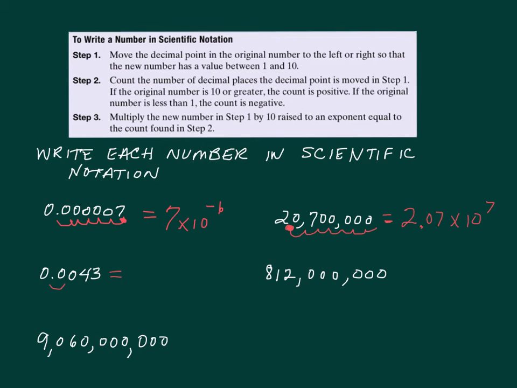0.0043, we move the decimal 3 places to make that a 4.3. 4.3 is between 1 and 10. That's why we stopped there. So we get 4.3 times 10 to the what? Is it going to be a positive exponent or negative? Negative exponent, because the original number is less than 1. And we moved it 1, 2, 3 places. So it becomes 10 to the negative 3. 4.3 times 10 to the negative 3.